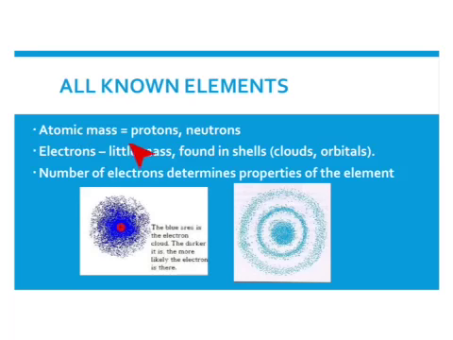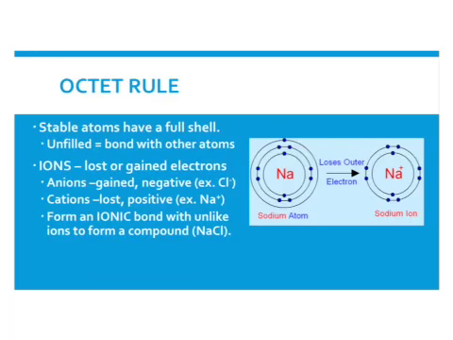The atomic mass of all known elements consists of their protons and their neutrons added together, so they have mass that's, I guess, measurable. Electrons' mass is so small that we don't count them in the mass of the atom. And electrons are found in outer shells, or sometimes they're called clouds, or sometimes they're called orbitals, depending. But they're found outside the nucleus, and the number of electrons will determine the property of the element. So the number of electrons that an atom has has something to do with how that atom is going to behave with other elements.